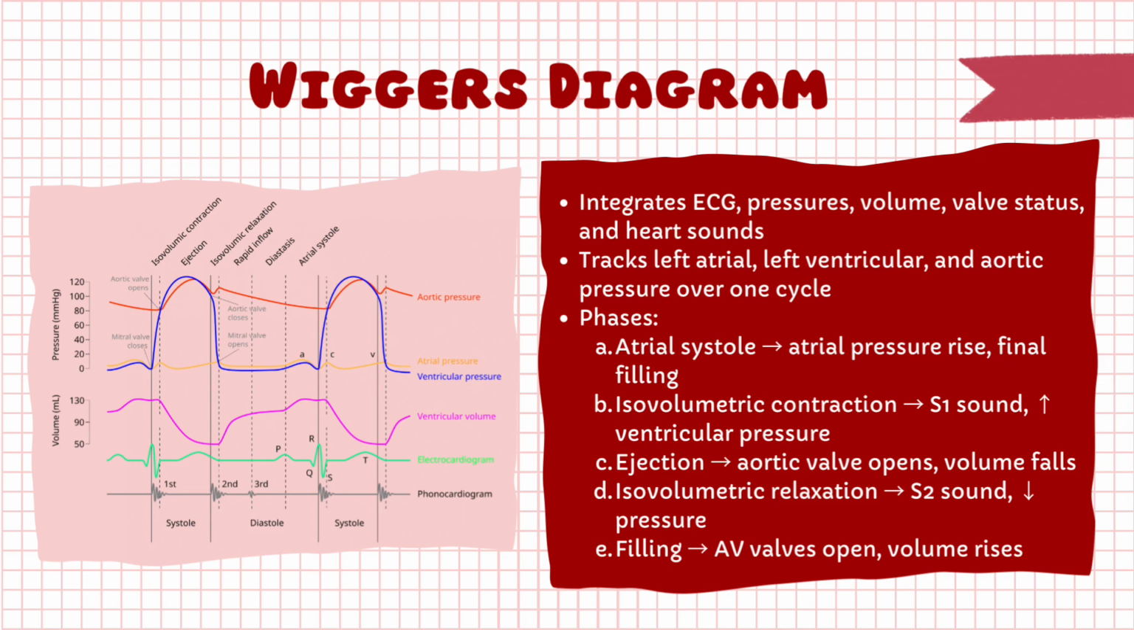Ventricular ejection. As ventricular pressure exceeds aortic pressure, the aortic valve opens. Blood is ejected from the ventricle, causing ventricular volume to fall. Aortic pressure rises, then gradually falls. This phase ends just after the T wave.